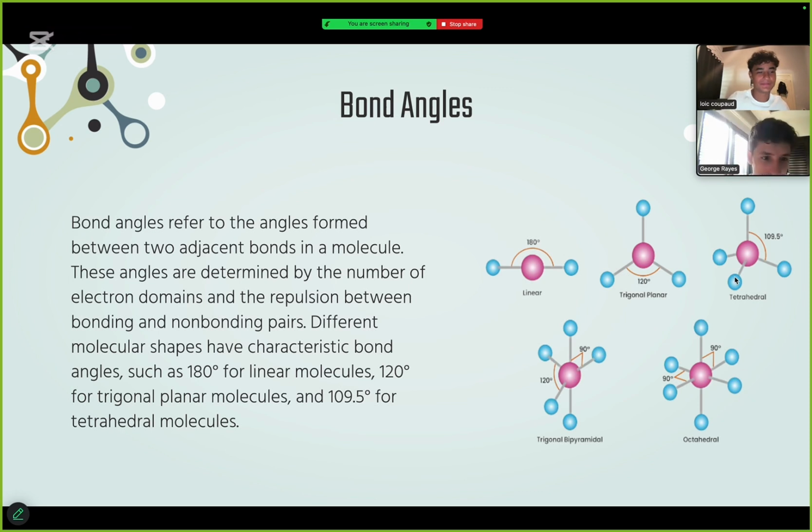Now the bond angles. Bond angles refer to the angles formed between two adjacent bonds in a molecule. These angles are determined by the number of electron domains and the repulsion between bonding and non-bonding pairs. Different molecular structures and shapes have characteristic bond angles, such as 180 degrees for linear molecules, 120 degrees for trigonal planar molecules, and 109.5 degrees for tetrahedral molecules.